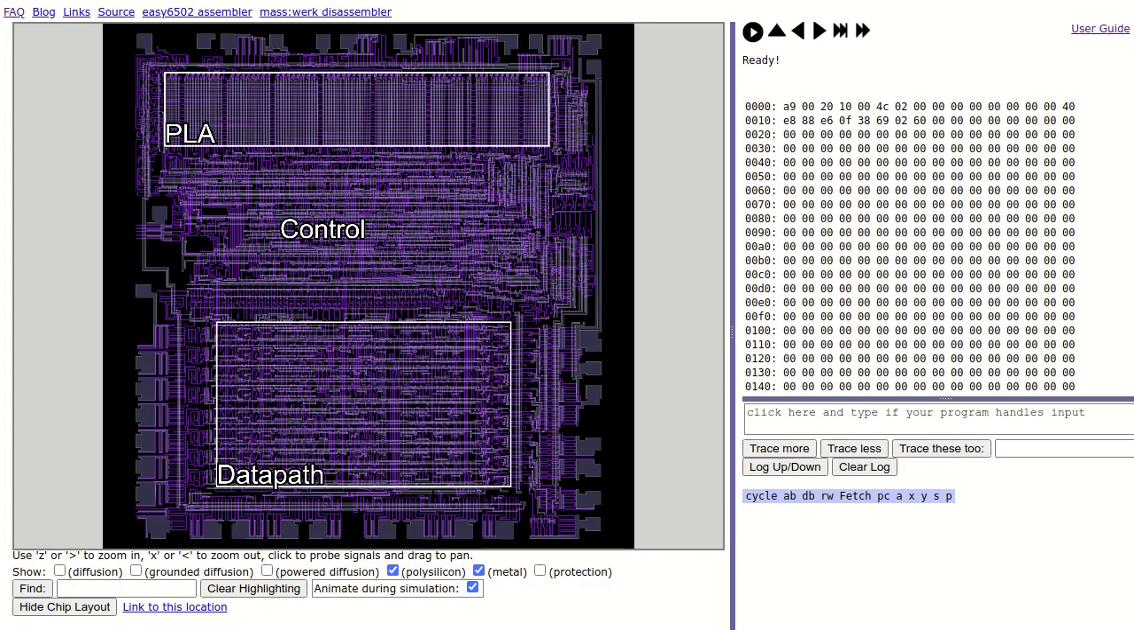The top region is a regular-looking ROM that decodes instructions and feeds signals to the control logic, the second band of the chip, which in turn sends control signals to the data path that covers a little more than the lower third of the chip. The structure of the programmer's model is visible in the data path.